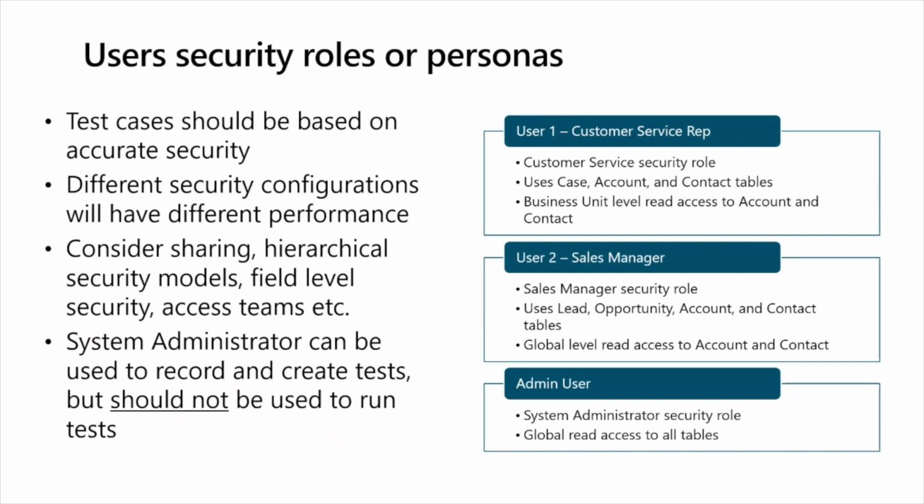Lastly, any test with the system administrator security role will always see better performance. The information returned to a user with the system administrator security role does not need any security filtering. These roles can be used to record and create tests, but should not be used when executing tests or assessing performance based on a persona.